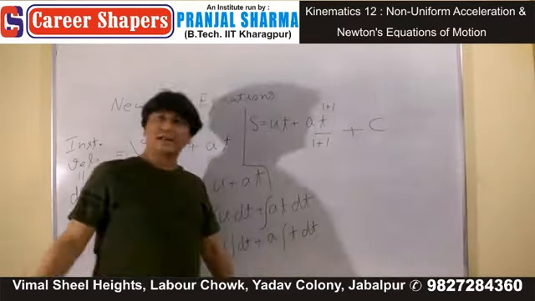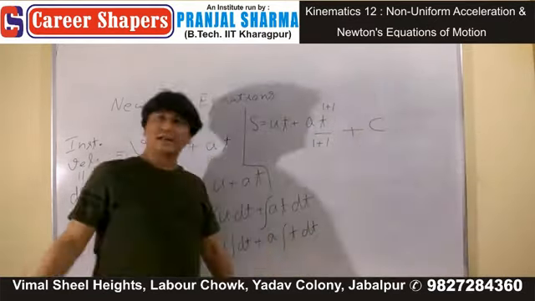So when you integrated this, you got this. Everybody can see, we have almost reached the final stage. This is ut plus half at square plus c. We have reached almost the final stage. Now what was S called? S was displacement in time t.